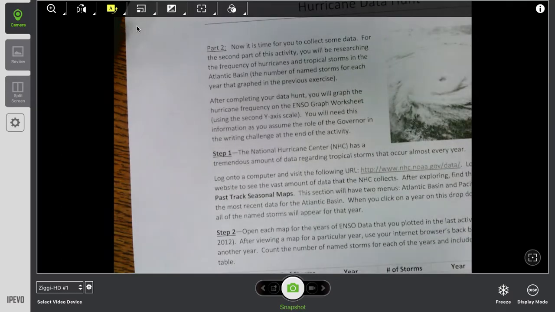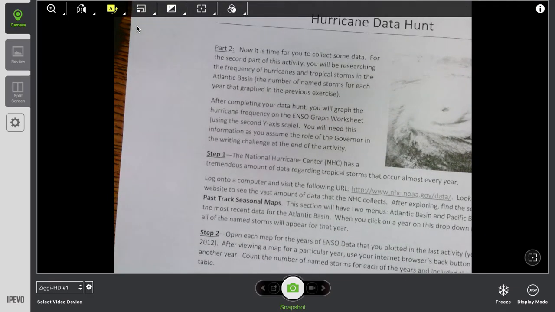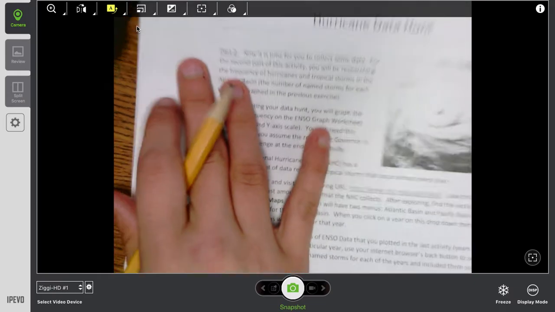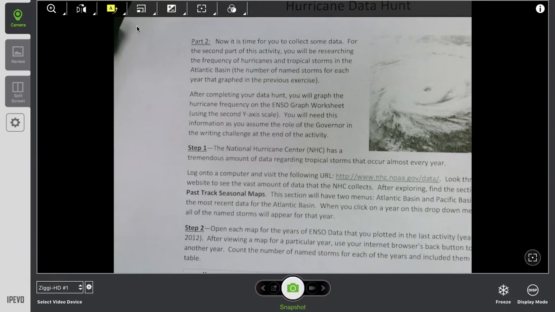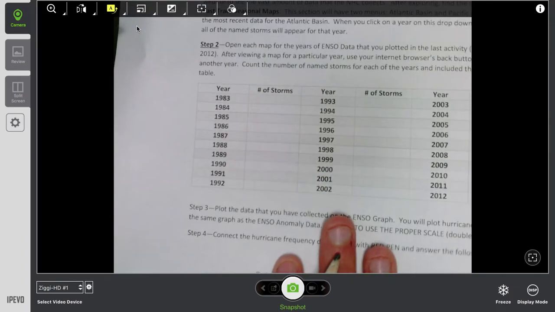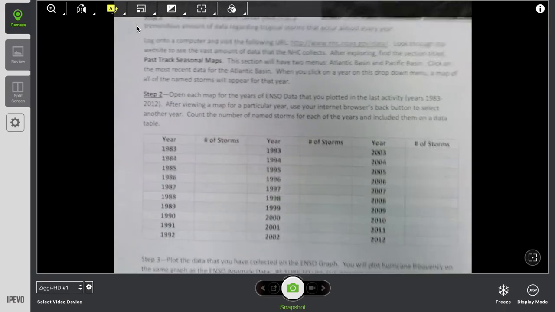Now, once you've done that, we're on part 2. You can pause that and do part 1 if you want now, or you can just wait and do it all at the end. Part 2, we want to look at hurricane data, which is what we have here. So I need to fill in this chart first, not a graph.